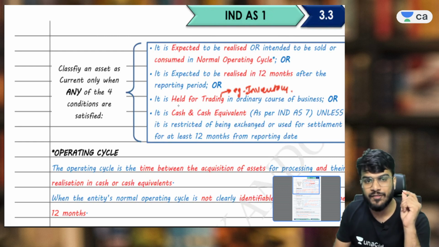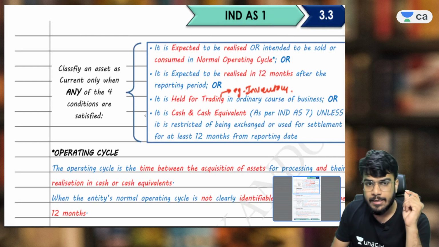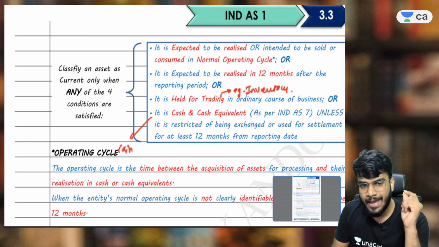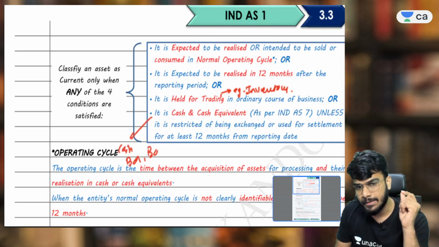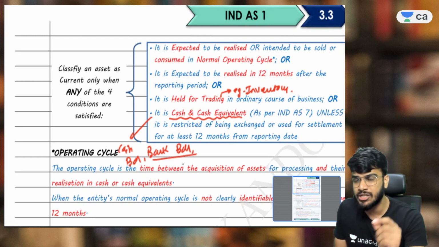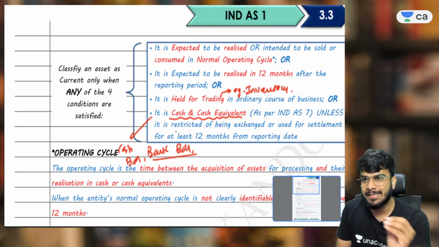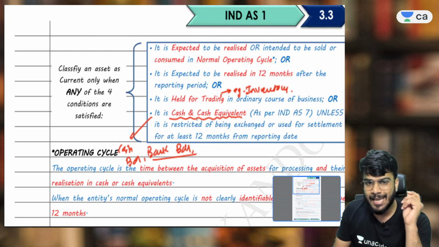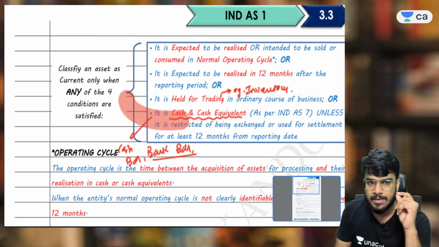And the fourth point, if it is cash and cash equivalent. So an example can be cash balance, bank balance. And what is the meaning of cash and cash equivalent? Any amount of money which is receivable within 3 months, any amount of short-term securities which can be realized into money within 3 months, is known as cash and cash equivalent. So if it is cash and cash equivalent, it will be classified as current asset.